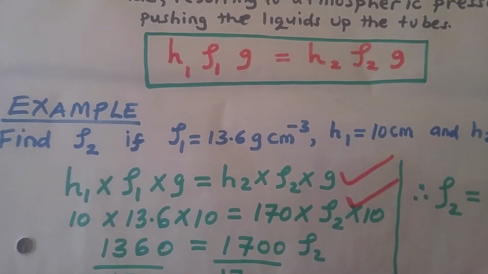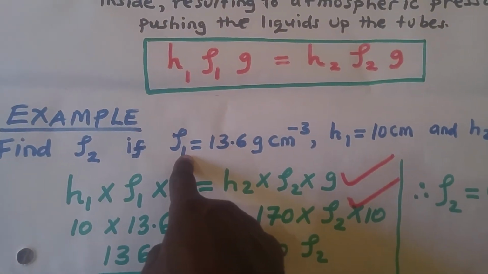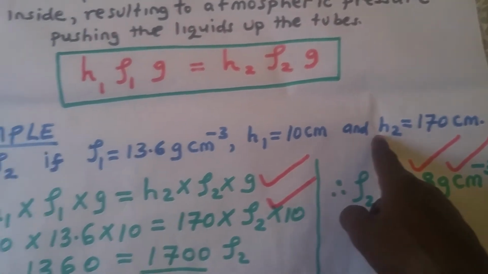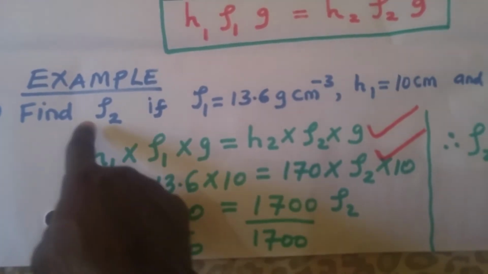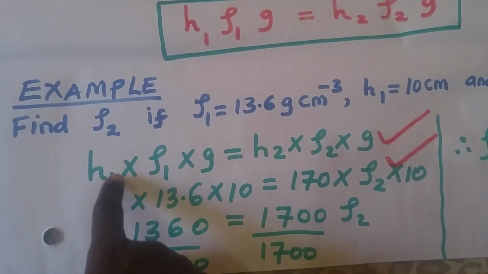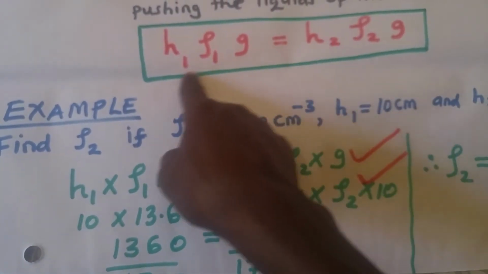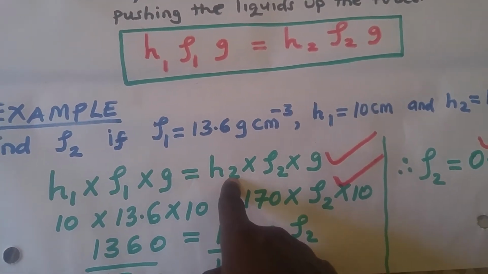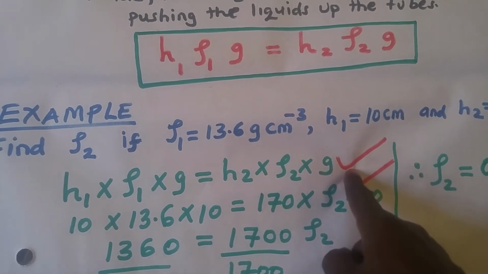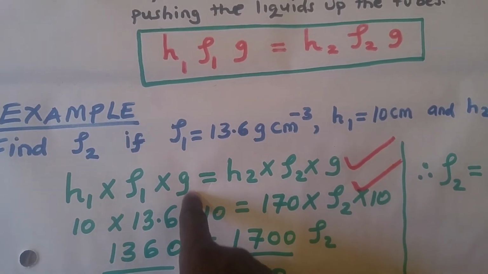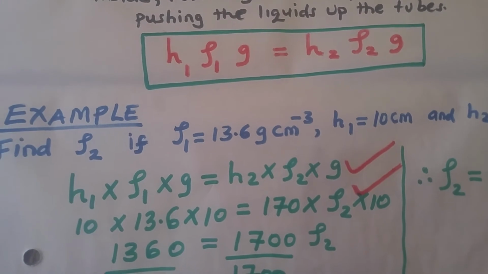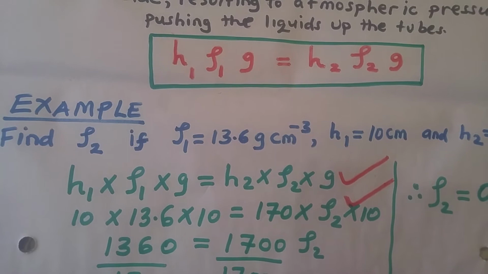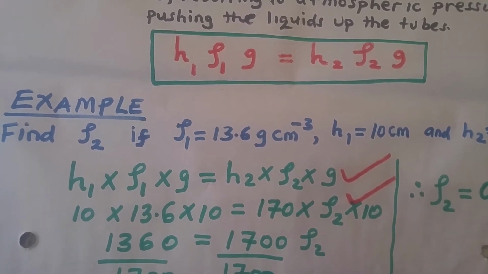So if all other things have been given, you see, density 1 is given, height 1 is given, height 2 is given, you simply say, since the examiner wants you to find density 2, use the formula here: H1 times density 1 times G is equal to H2 times density 2 times G. Why are we not saying G1 and G2? Because G is the same for both liquids. For liquid 1 and liquid 2, the acceleration due to gravity is the same, does not change.